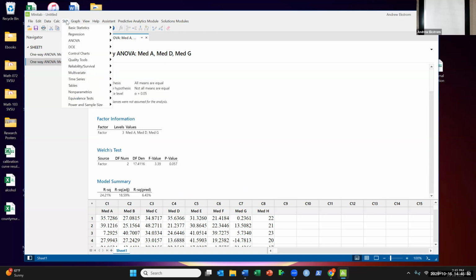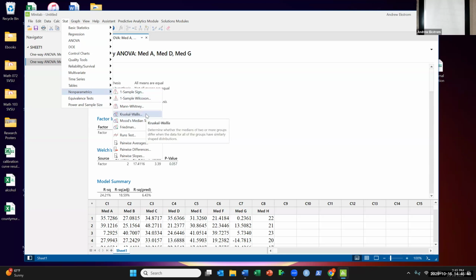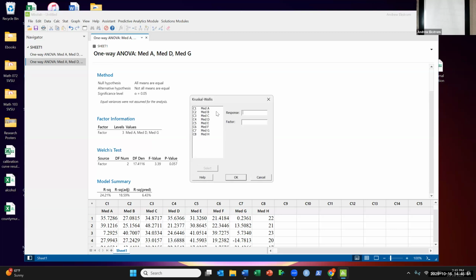Another thing that we can do is go down to that non-parametric. So stat, non-parametric, and because we've got the three groups, Kruskal-Wallis. Once we've got there, now, this is going to require us to have everything in a column. Sorry about that. I didn't know that that was going to be a thing here.